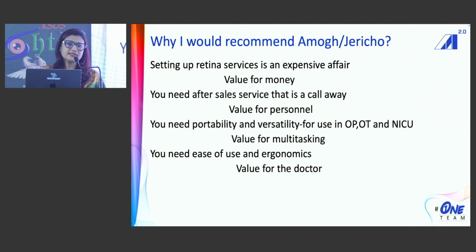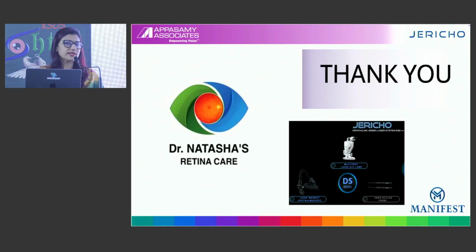So a lot of things why you should go for an Appasamy laser system if you're starting up a retina service in your hospital. So that's all from me.